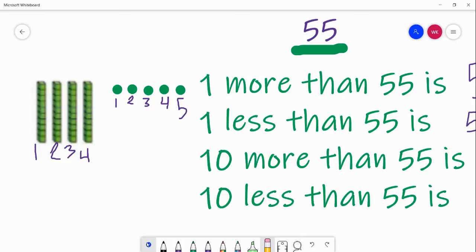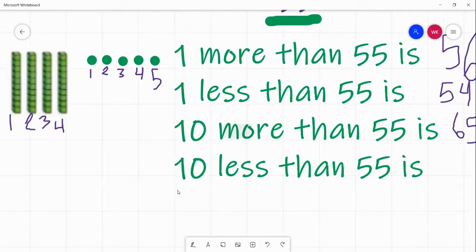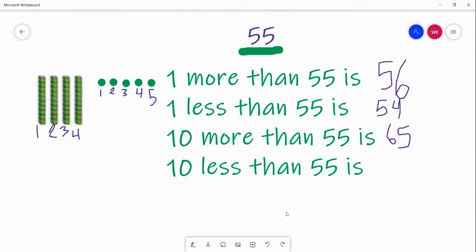And now we have 10, 20, 30, 40. So we have 4 tens and 1, 2, 3, 4, 5 ones. So we have 4 tens and 5 ones, which is the number 45. So 10 less than 55 is 45.